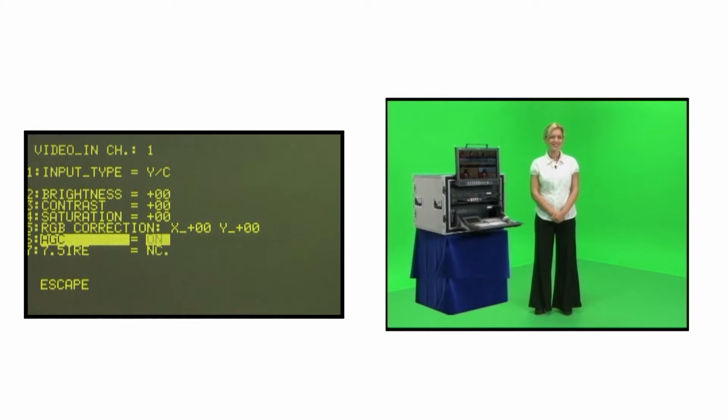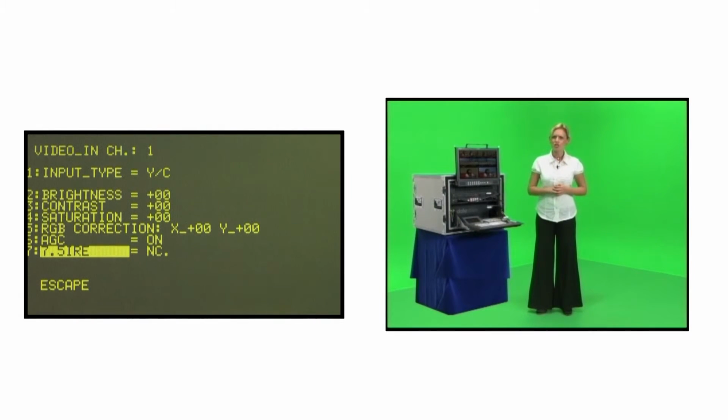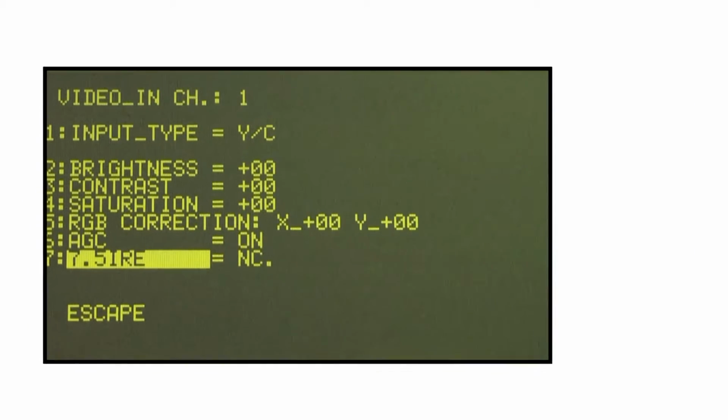The sixth submenu, AGC, is used to turn automatic gain control on or off and applies only for S-Video, YC, and composite inputs. The seventh menu is 7.5 IRE. This sets the IRE black level from 0 to 7.5 and applies to NTSC setup only.